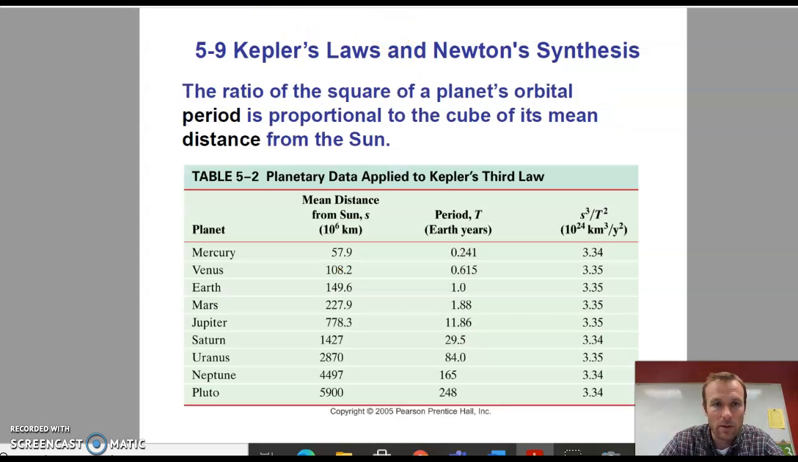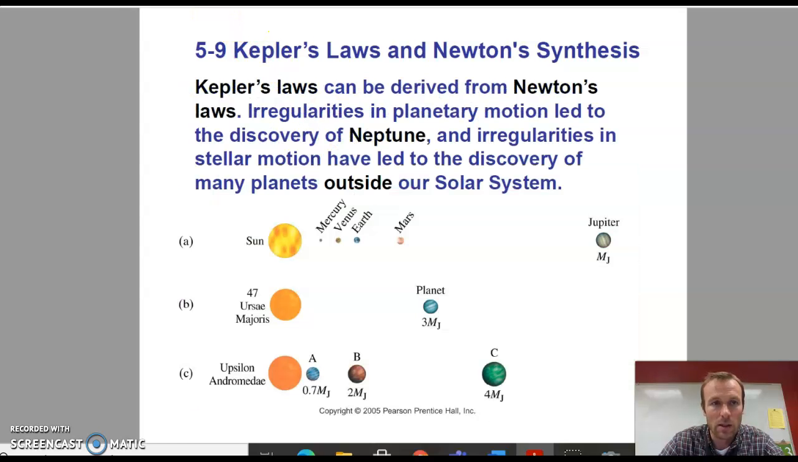And then Kepler's third law is a ratio of the square of a planet's orbital period to its mean orbital distance from the sun. So this table you're going to use to apply Kepler's third law. This is sort of the one that involves a math equation. And we have some average distances from the sun, so this would be our mean orbital distance, and here's the period of these planets. Let's take a look at what this equation looks like.